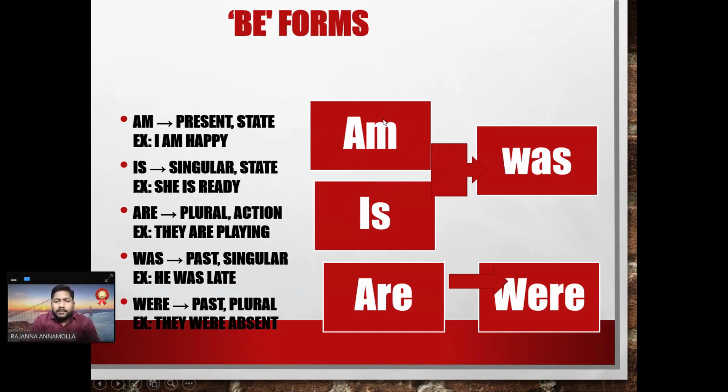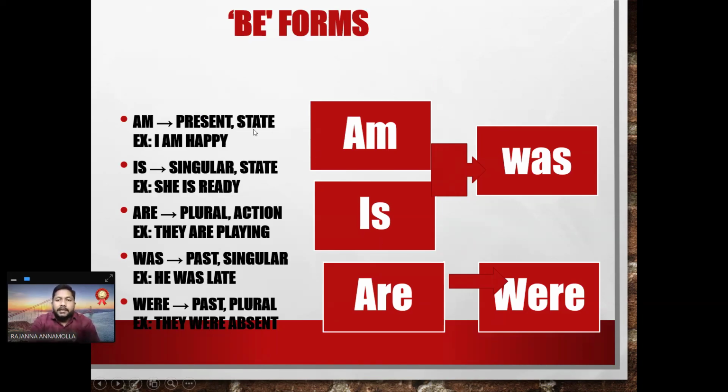The past form of am is was. Be form present singular am, is; past singular was. Be form present plural are; past plural were. See here some examples. Are is used to talk about a status, a state, or an action also. Plural action, for example: they are playing. They are students, a state also. Was is past singular, as we just discussed. Were is past plural, the plural form of was.